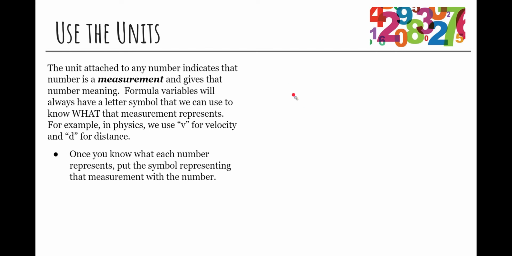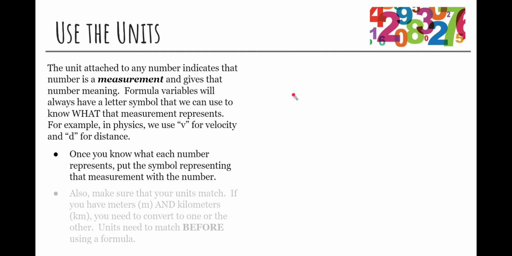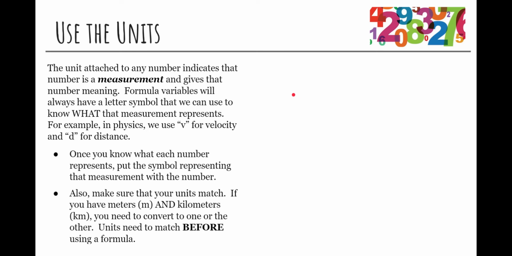Once we know what each number represents, you want to put the symbol that represents that measurement with the number in your table underneath the problem. Another thing to keep in mind is units matching. If we have two distance measurements within a problem, both need to be in the same unit. So for example, if you have one measurement that's in meters and another measurement that's in kilometers, we need to choose one or the other to match. We need to do this before we plug into any formulas.